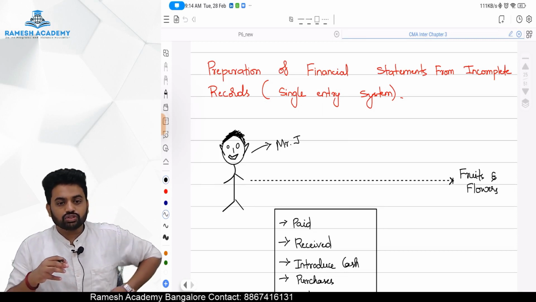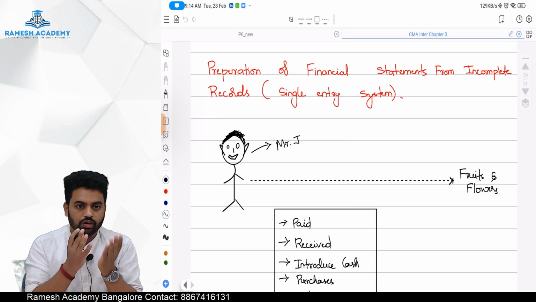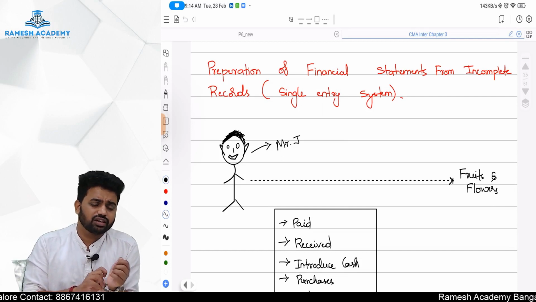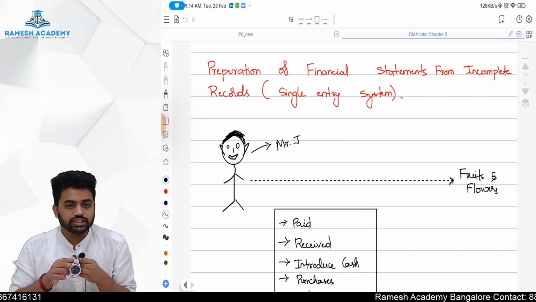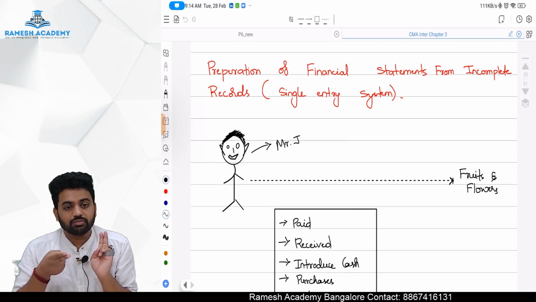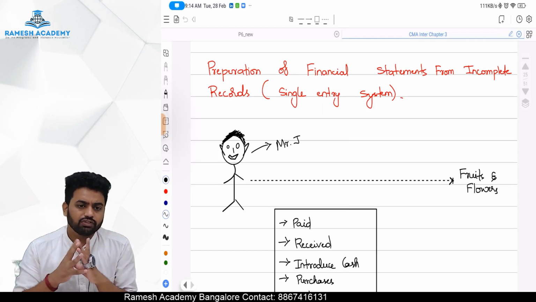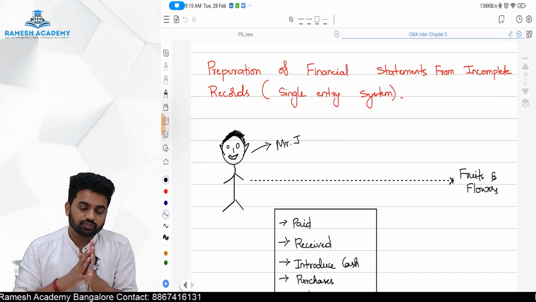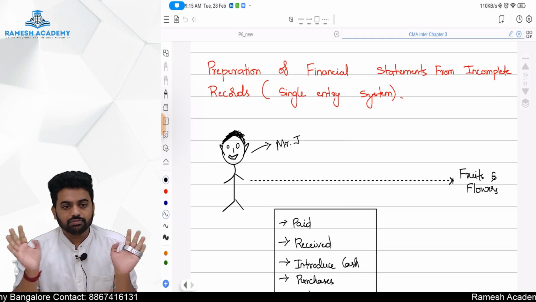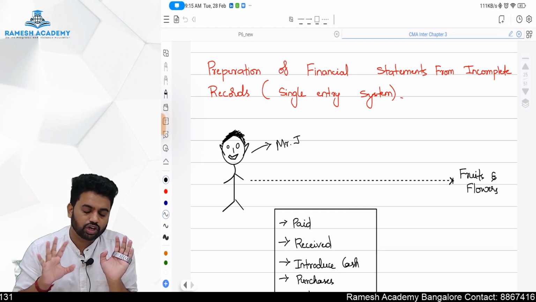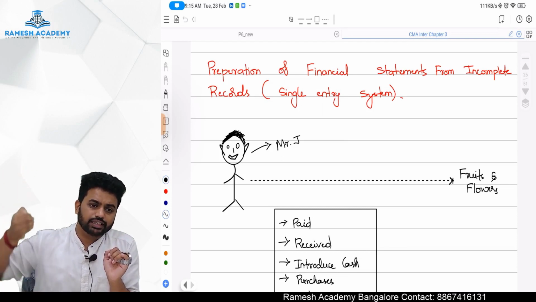When it comes to small traders and small proprietors, they cannot keep employees to maintain the books. Second, if they don't know the double entry system, they can't maintain books under double entry. You might have seen this among small vendors in your location. But that doesn't mean they are not going to keep any records. They are going to keep certain records.